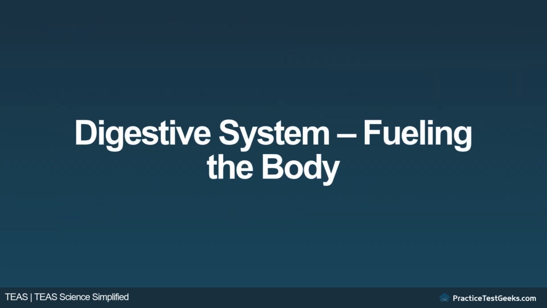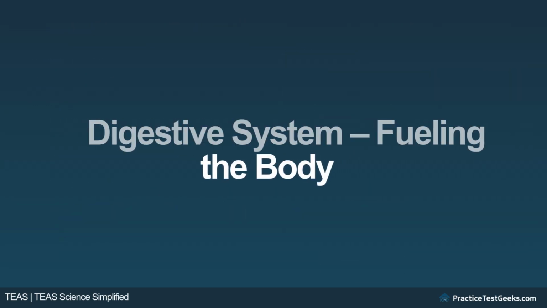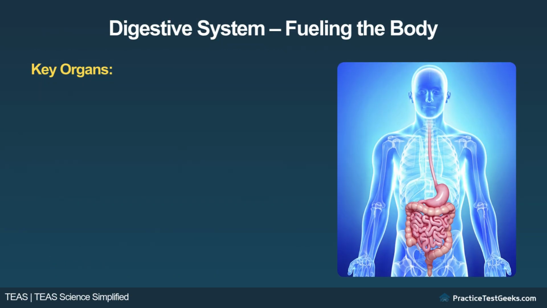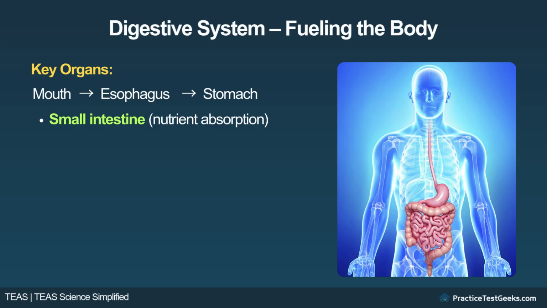Now let's look at the digestive system, which breaks down food, absorbs nutrients, and gets rid of solid waste. First, digestion begins in the mouth, where food is chewed and mixed with saliva. Then, it moves through the esophagus to the stomach, where it's broken down further by acid. Next, the small intestine absorbs nutrients into the bloodstream. After that, the large intestine absorbs water and forms solid waste.